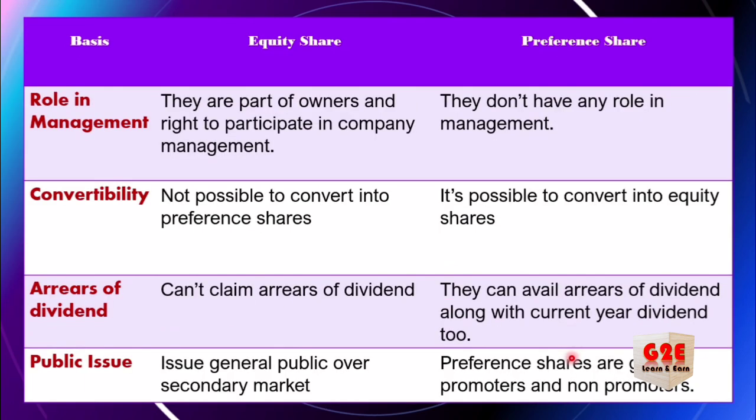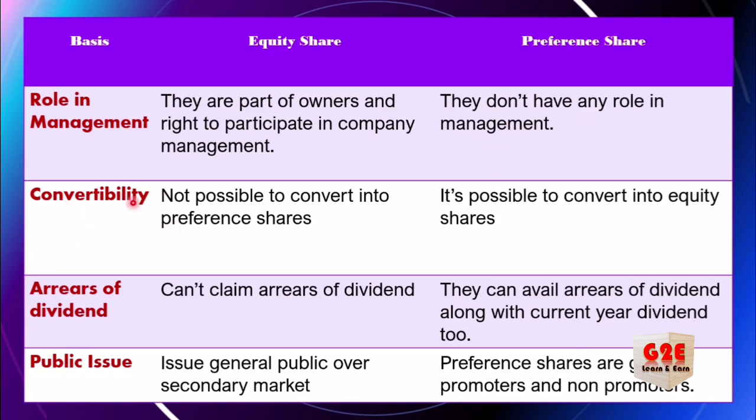And for role in management, equity shareholders are part owners and have the right to participate in company management. Equity shareholders are part of the ownership because they are putting in their vote, right? So they participate in the company's management decisions. But preference shareholders do not have any role in the management.